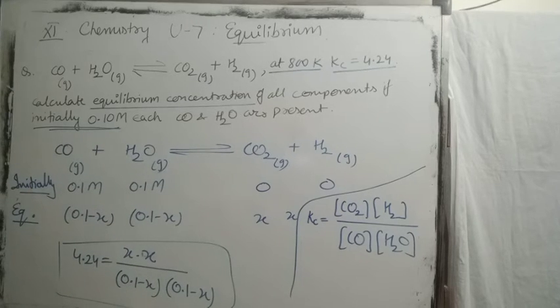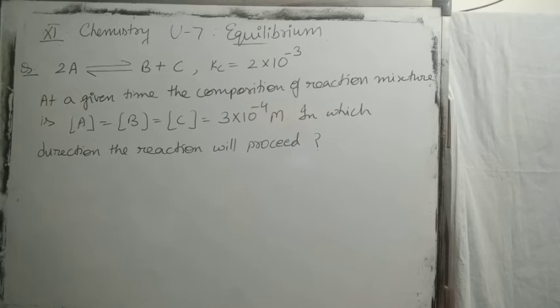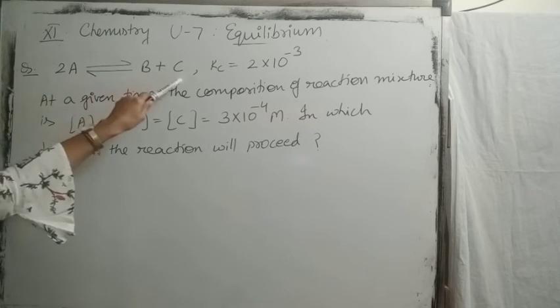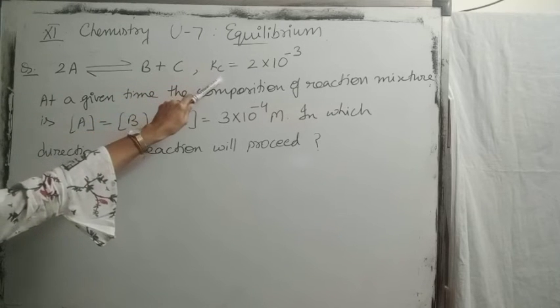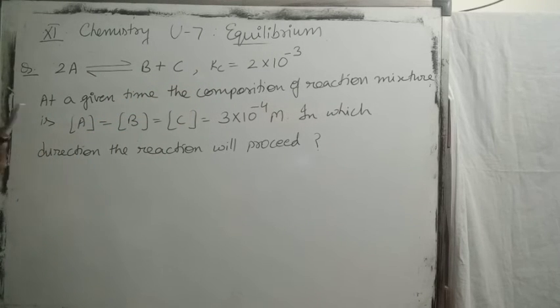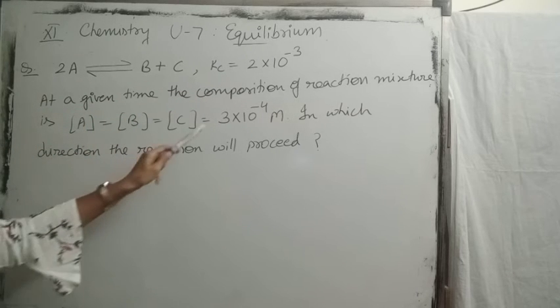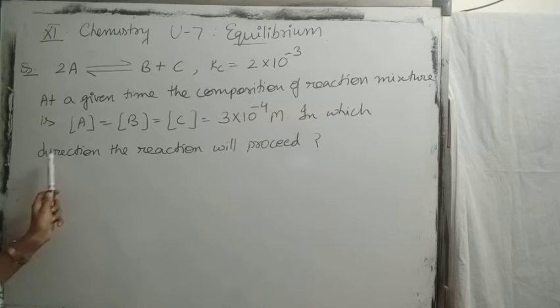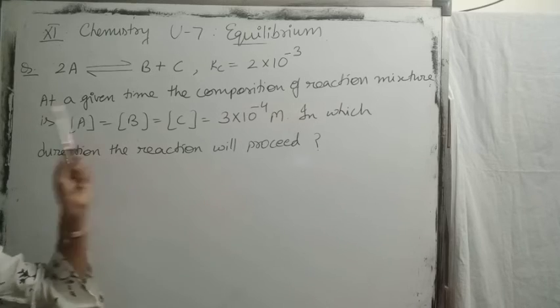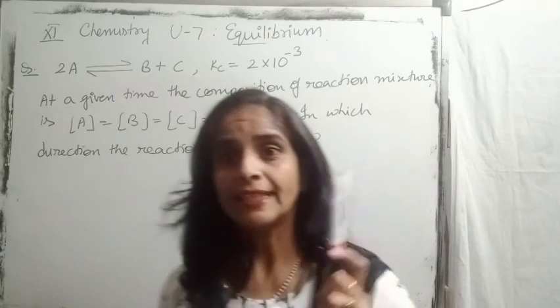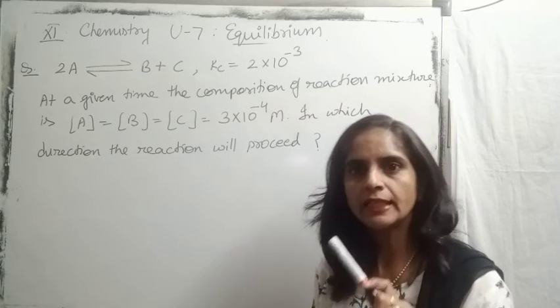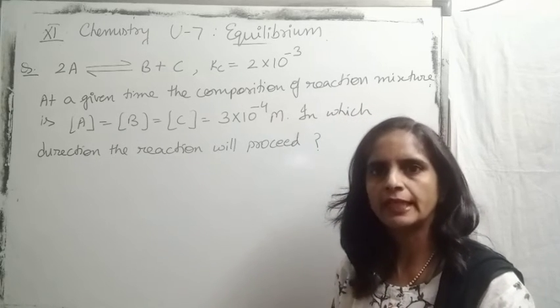the components. Another question. This is a reaction given in which A is converted into B and C. The value of Kc is also given. At a given time, the composition of the reaction mixture is this much. In which direction will the reaction proceed? Children, this is another application of Kc, that we can predict the direction of reaction.